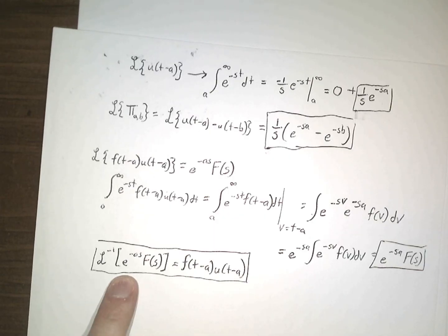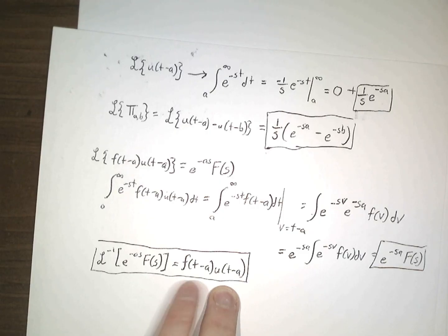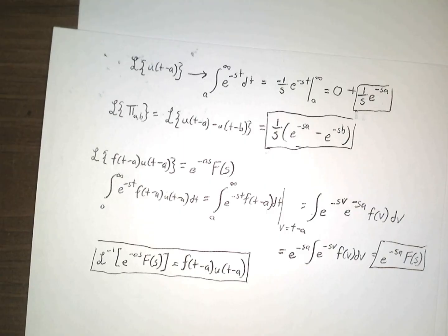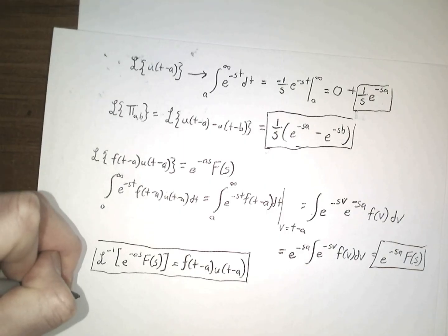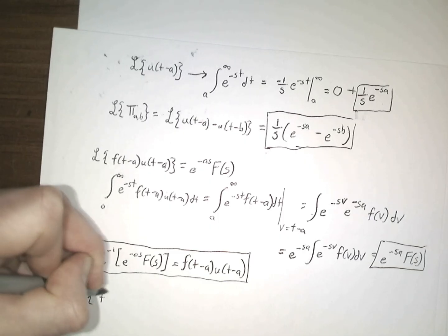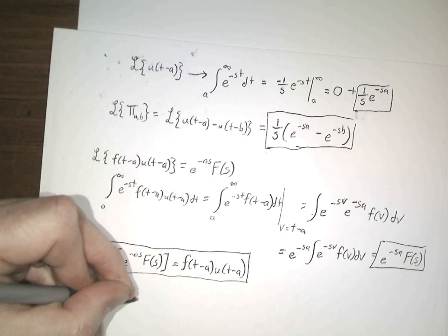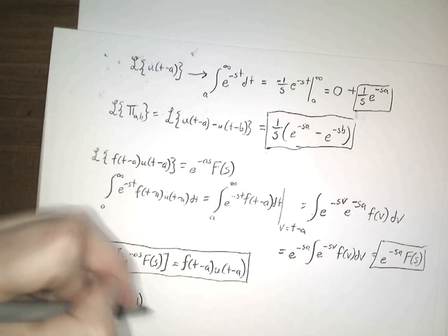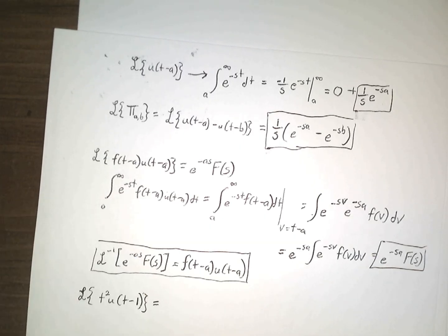So if I have an exponential times a known expression of an inverse Laplace transform, my final thing is going to be that function shifted by a times the appropriate step function. For example, if I want to find the Laplace transform of t squared times u(t minus 1), our step is going to start at 1, and our function is going to be quadratic.